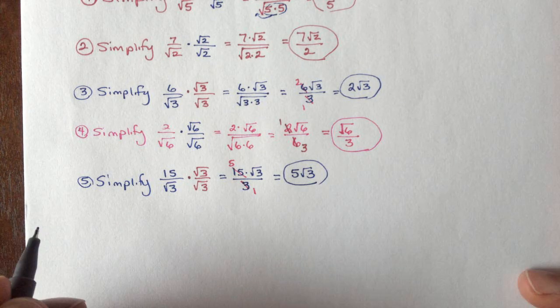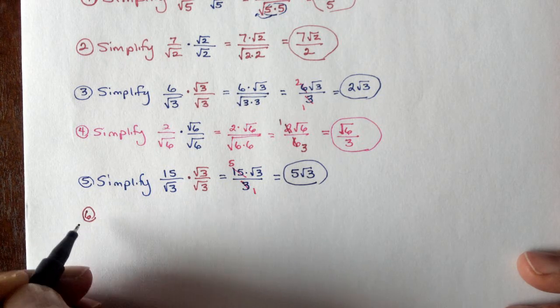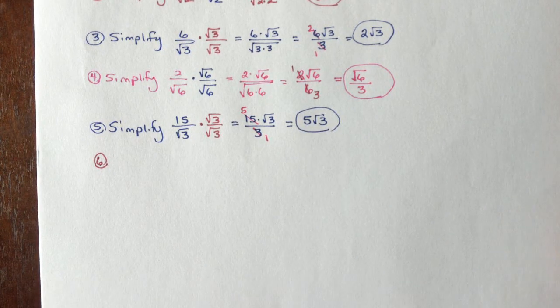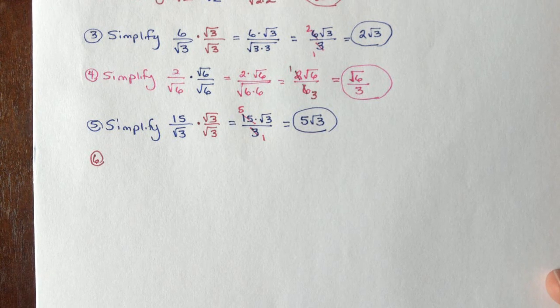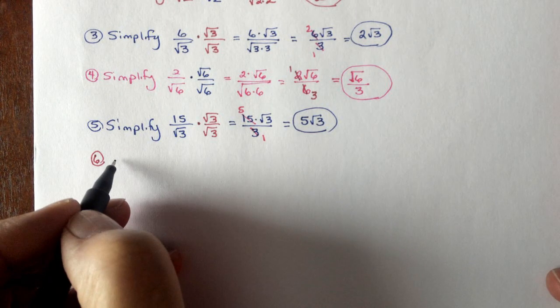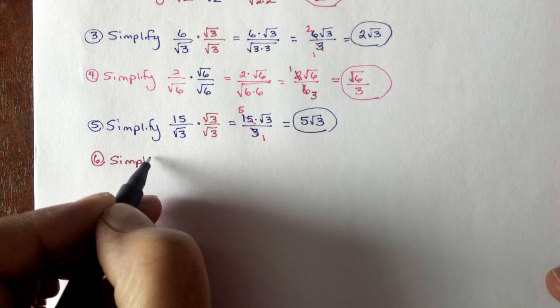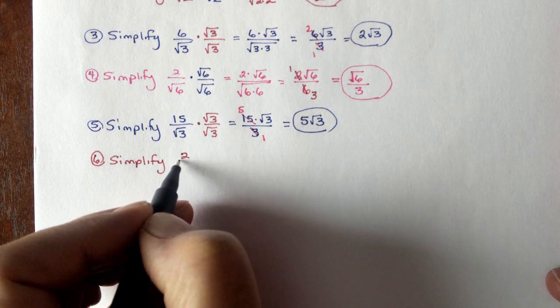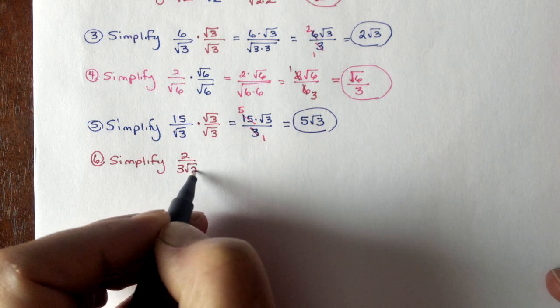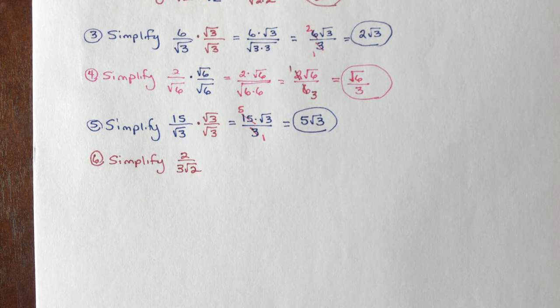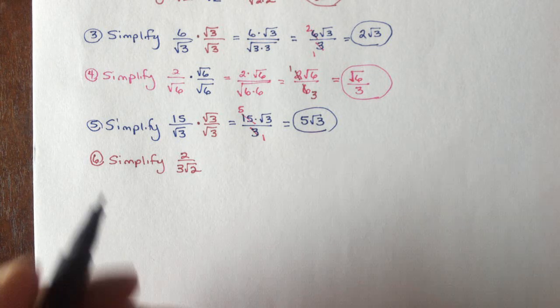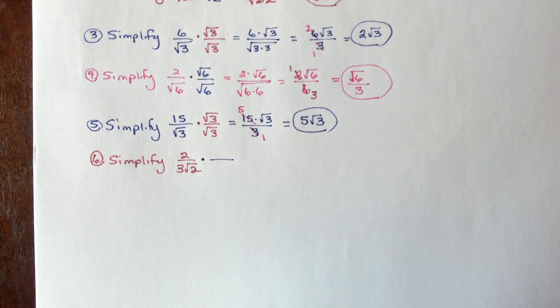Okay, let's throw in another catch. So for number 6, let's simplify 2 over 3 radical 2. Okay, so now I'm going to throw in an additional factor in front of the radical. When you do the multiply by the form of one step, you can make your work harder or you can make your work as easy as possible. Don't work harder, let's work smart.